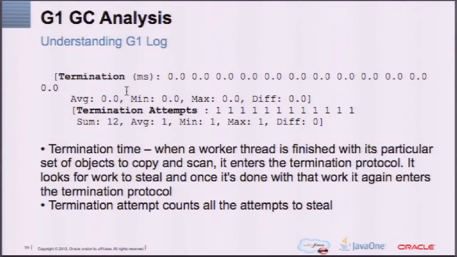Termination. So what do you mean by termination time and termination? Basically, when a worker thread gets done with its work, so it's done scanning and copying objects and whatnot, it enters something called a termination protocol. In that protocol, it looks for work to steal from others. If it does get work, once it finishes the work, guess what? It again enters the protocol and looks for work to steal. The number of attempts it makes to steal work is counted in the termination attempts. So that's another thing to look for. If you have more counts for one thread than the other, maybe it's not balanced for some reason. Again, it has average, min, max, difference.